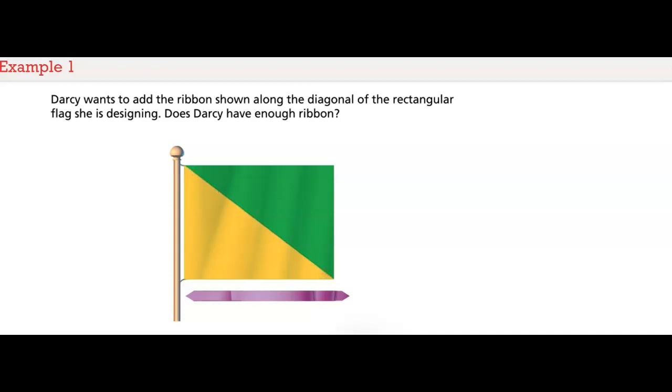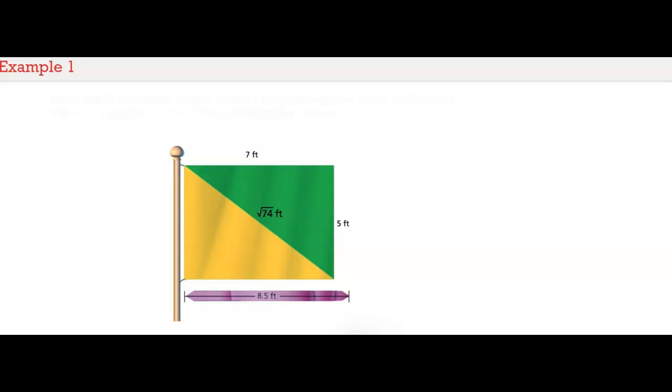Here's what Darcy knows. The flag is 7 feet wide by 5 feet high, and Darcy has 8 5/10 feet of ribbon. 7 squared plus 5 squared is 74. So the diagonal on the flag is the square root of 74. Darcy needs to approximate the square root of 74 to compare it to the length of ribbon. Why?